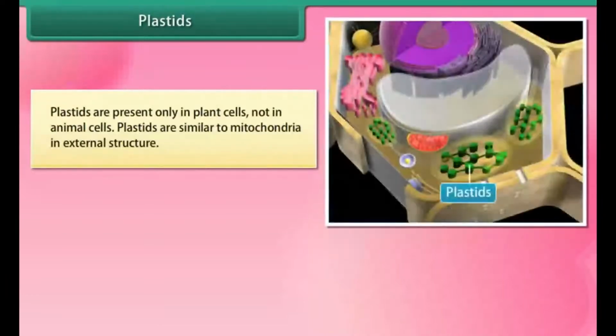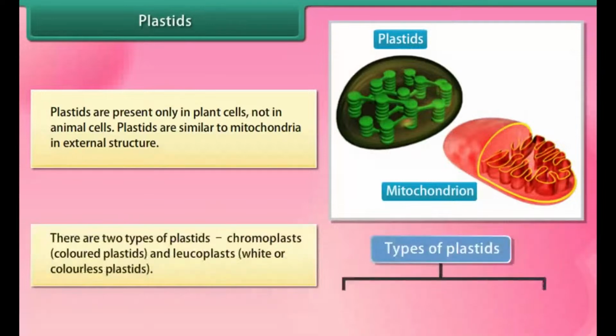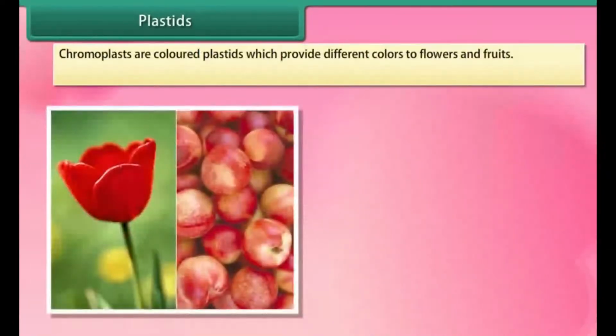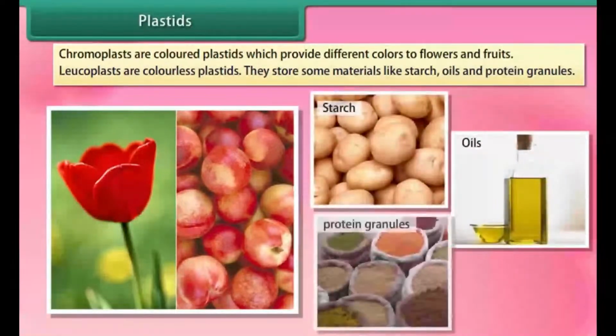Plastids. Plastids are present only in plant cells, not in animal cells. Plastids are similar to mitochondria in external structure. There are two types of plastids: chromoplasts, colored plastids, and leucoplasts, white or colorless plastids. Chromoplasts are colored plastids which provide different colors to flowers and fruits. Leucoplasts are colorless plastids. They store some materials like starch, oils, and protein granules.